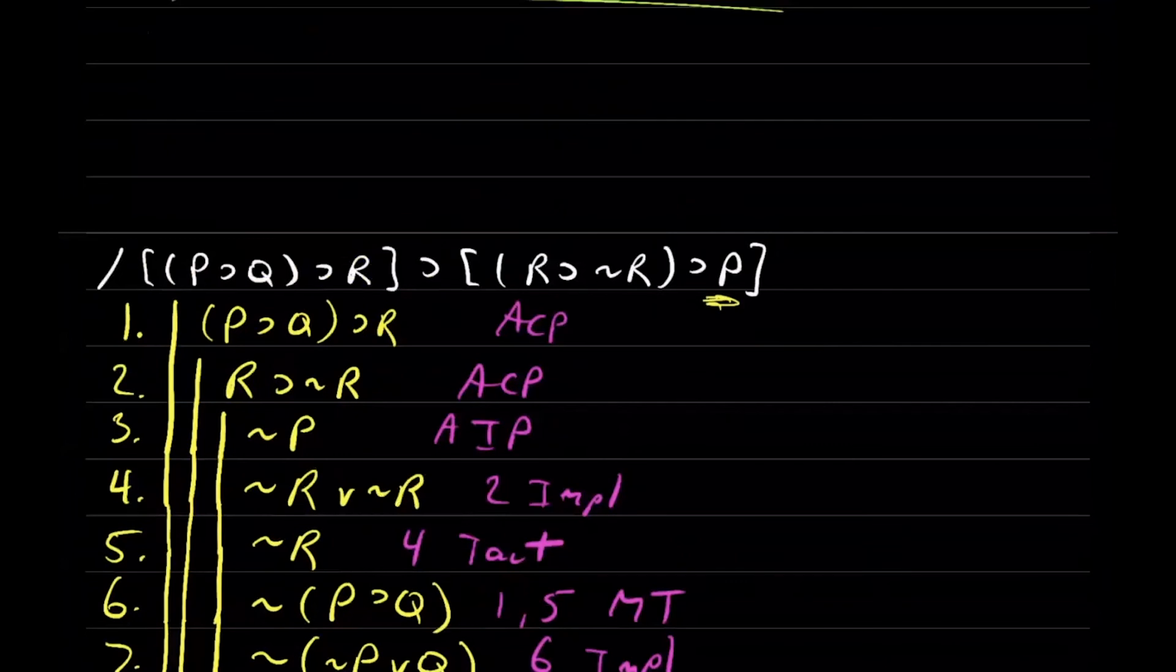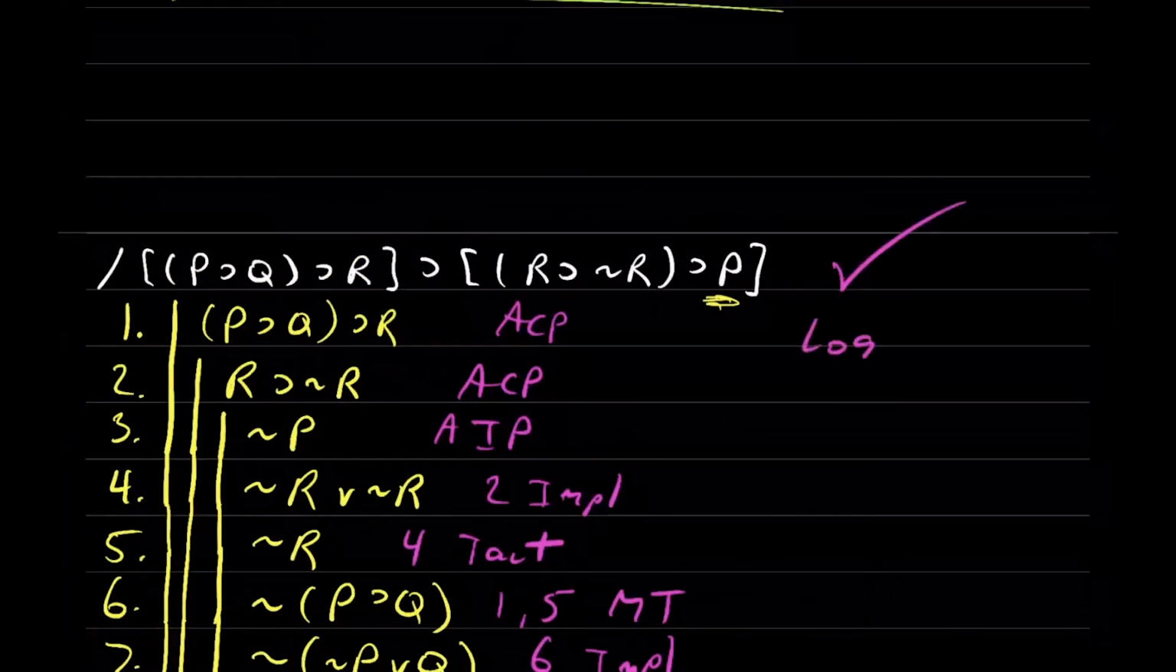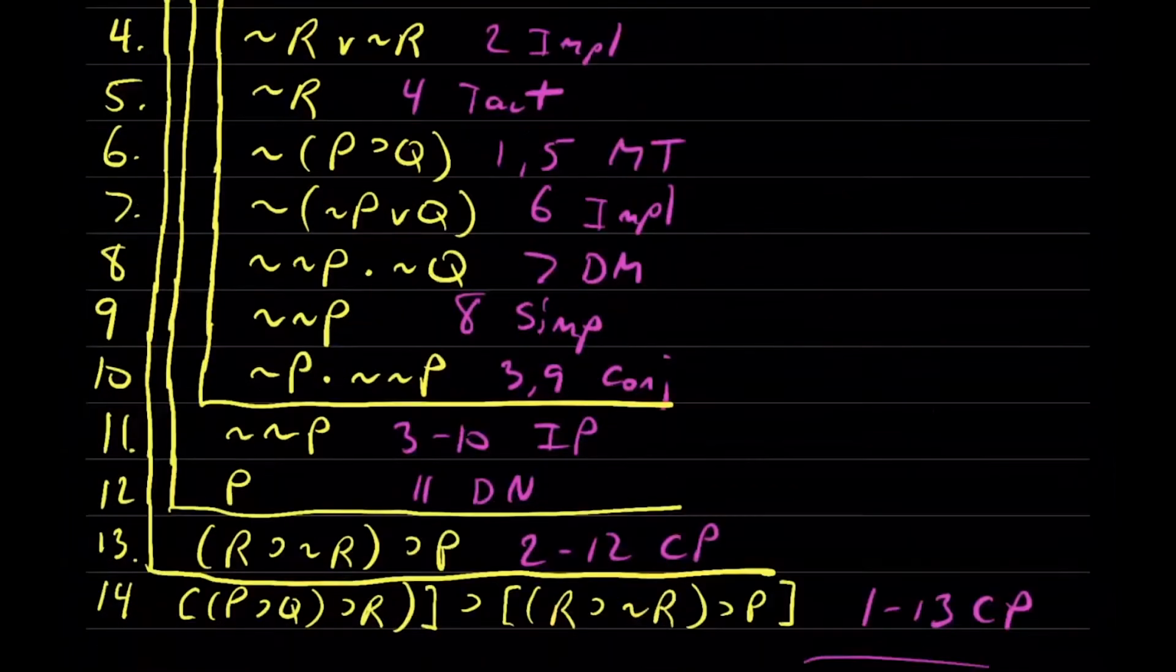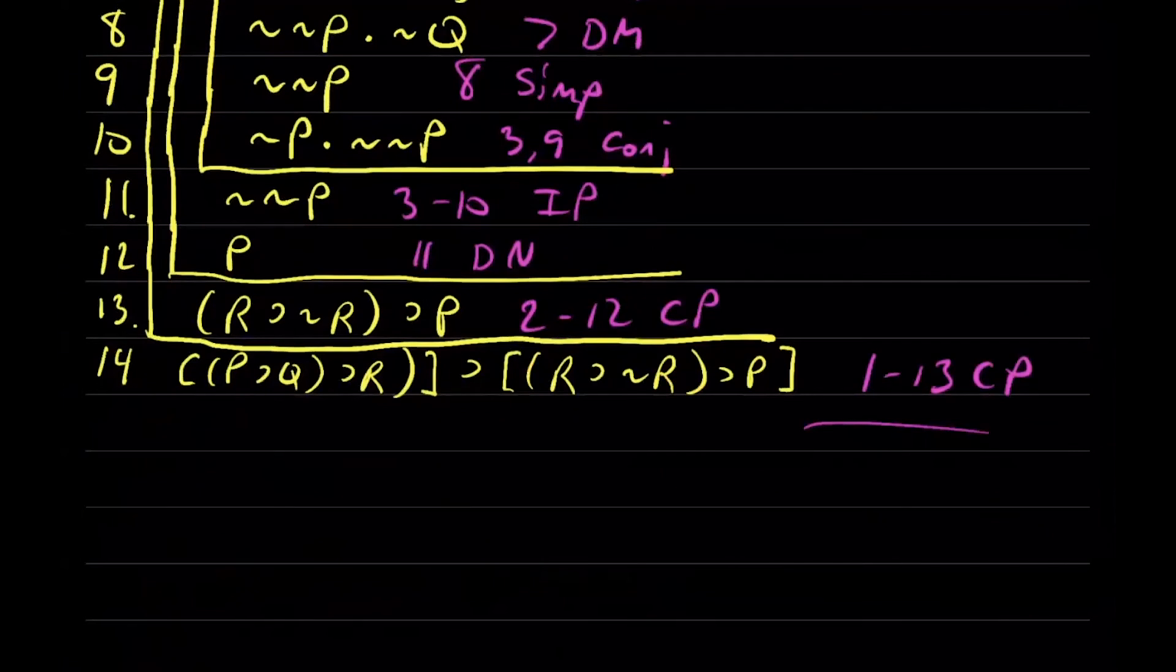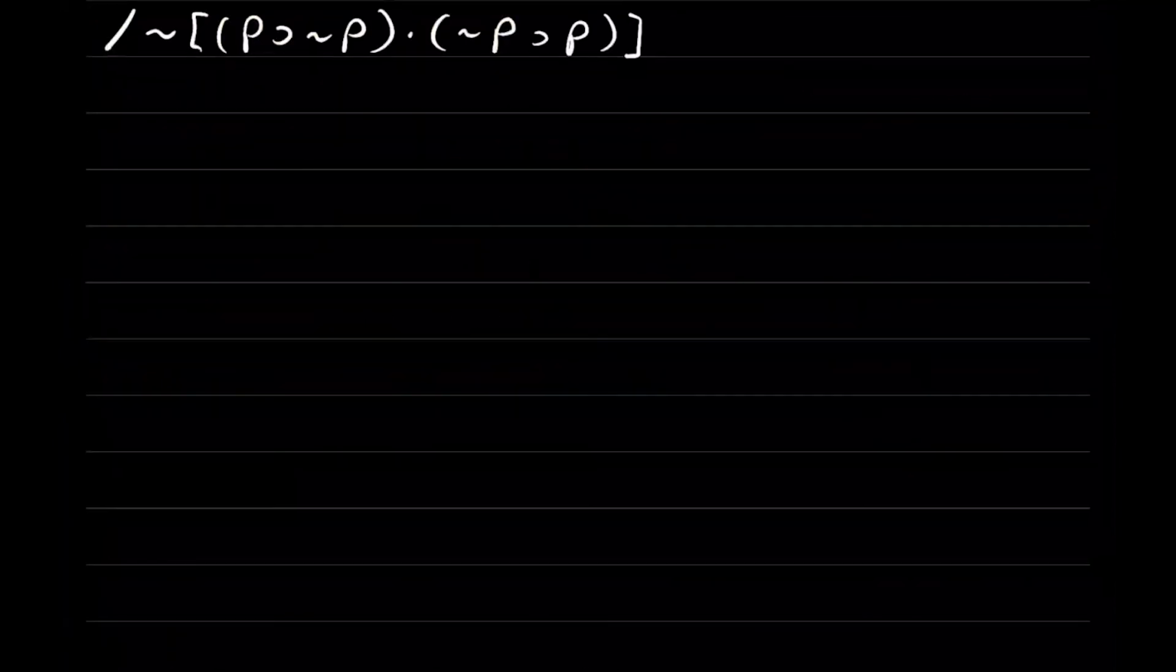We will have been able to derive this statement as a logical truth from no premises at all using a conditional proof sequence that started with line 1 way down here to line 13, and we were able to build that conditional that we needed. Okay, so that one was pretty straightforward, not too bad.